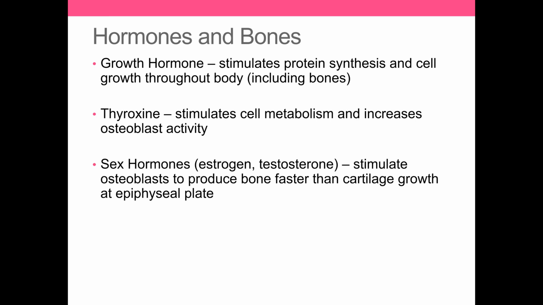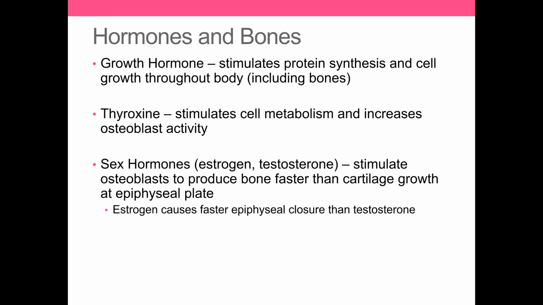Sex hormones, we're going to talk a little bit more about in this chapter. Estrogen and testosterone stimulate osteoblasts to produce bone faster than the cartilage growth at the epiphyseal plate. If you remember when we talked about endochondral ossification, we said that once you reach puberty and you get your sex hormones, that causes the osteoblasts to outgrow those chondrocytes and all of the cartilage ends up disappearing and your bones will stop increasing in length. So the sex hormones are kind of like that final signal to say, okay, we're tall enough, let's seal these bones, get rid of the cartilage, this is going to be our final bone length.